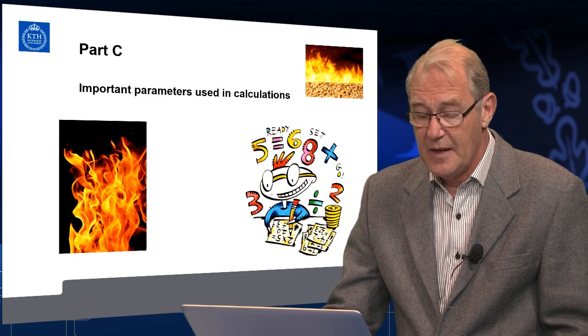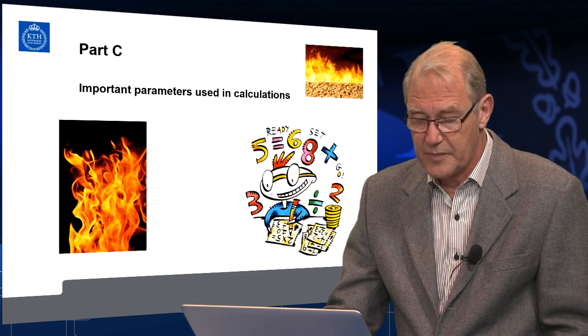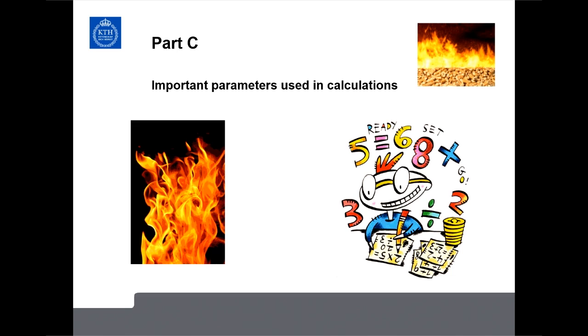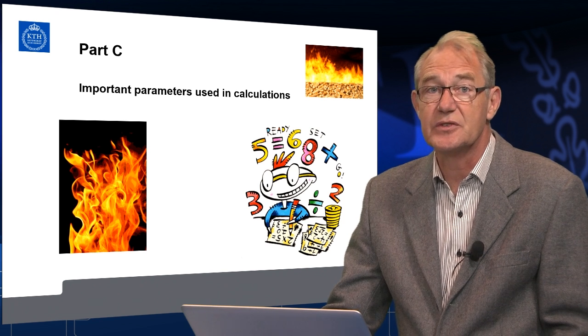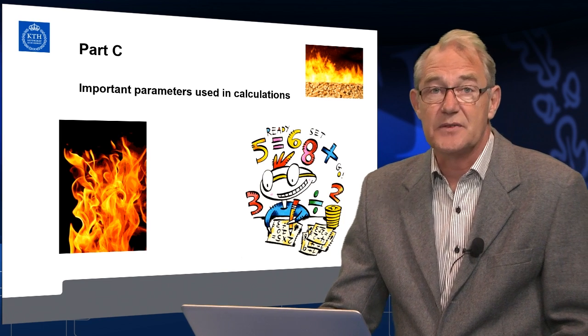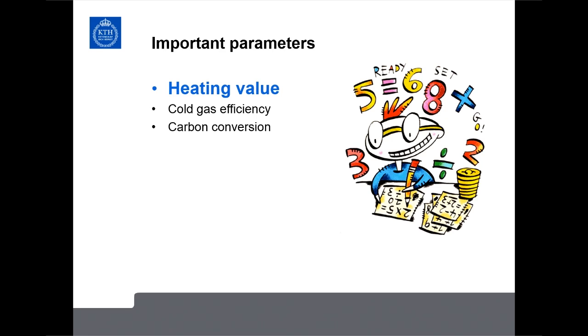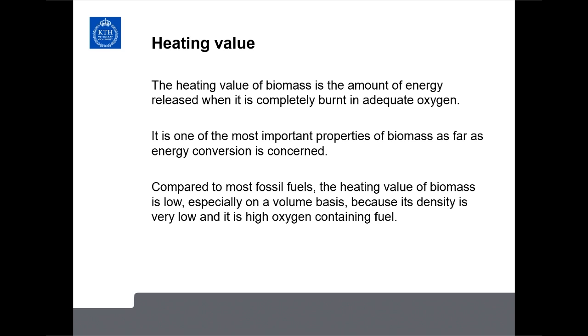Part C. We have talked about part A and part B, and now we have the final part, part C, which accounts for important parameters used in calculations. We start with the heating value. The heating value of biomass is the amount of energy released when it is completely burnt in adequate oxygen. It is one of the most important properties of biomass as far as energy conversion is concerned.